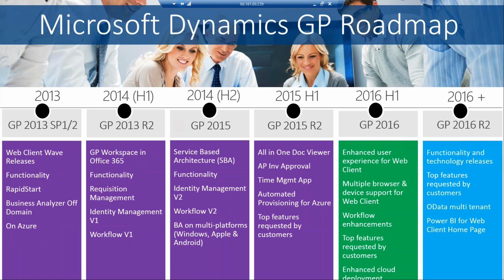I always like to show, when we have a new version come out, I always like to look at where we've been and where we're going. So this really talks about the span of time that we've been discussing. Starting with GP 2013, that's when we saw the release of the web client. And we also saw the web client with 2015, and with 2016 the new web client.